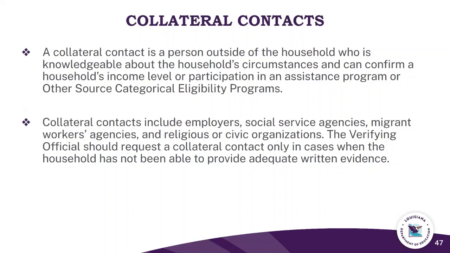But what is a collateral contact? That's a person outside of the household who is knowledgeable about the household circumstances and can confirm a household's income level or participation in an assistance program or other source categorical eligibility program. This can include employers, social service agencies, migrant workers agencies, and religious or civic organizations. The verifying official should request a collateral contact only in cases when the household has not been able to provide adequate written evidence.